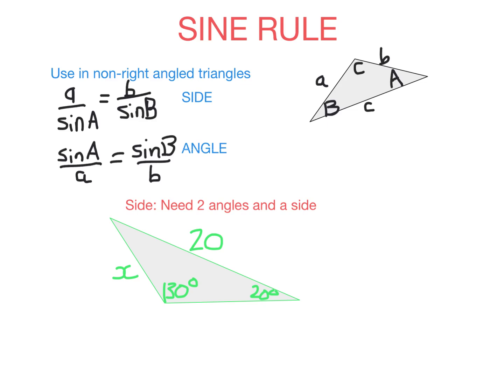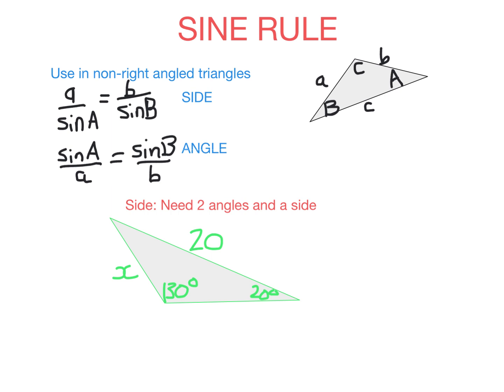Thank you so much for tuning into this video in which we will look at how to use the sine rule. Now, use the sine rule to find unknown sides or angles in non-right angled triangles. If a triangle is right angled, we can just use SOHCAHTOA. But we're going to look at non-right angled triangles.